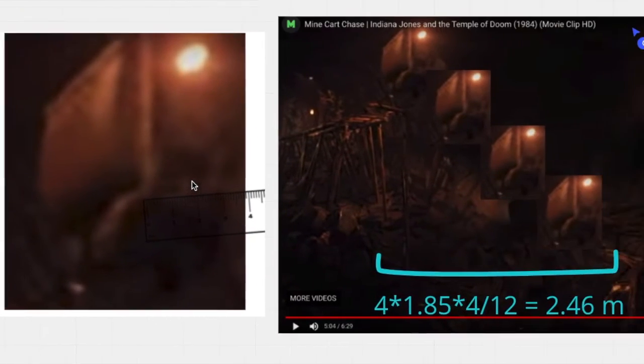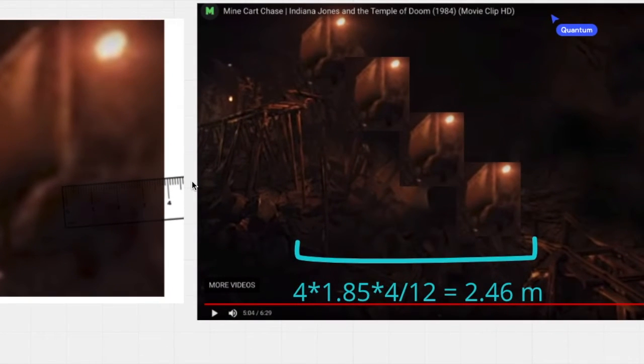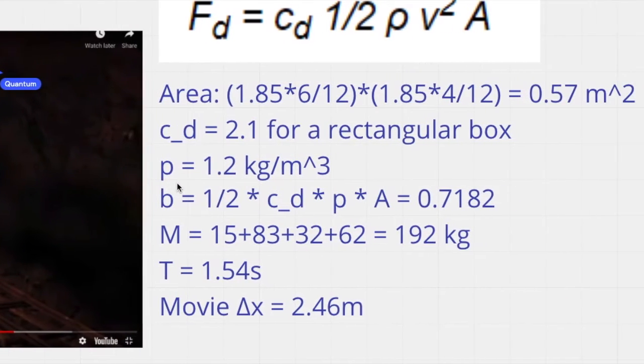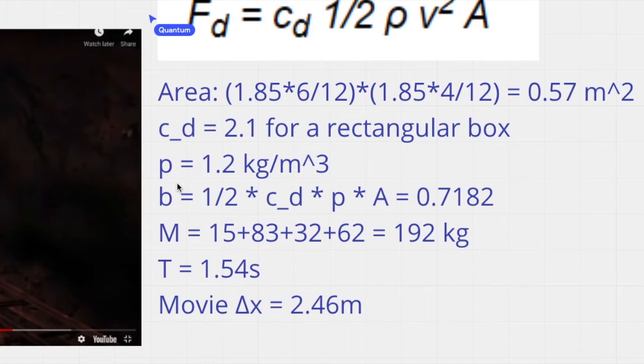Using the width of the minecart, we can see that it takes 4 minecarts for the whole jump to be taken, which means that the horizontal distance traveled is around 2.46 meters. And using everything we have found, we know that the area is going to be the length times the height, since that's going to be the horizontal area of the cart, which is 0.5 centimeters squared.